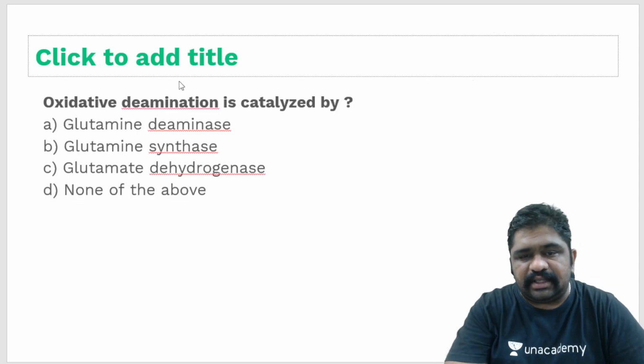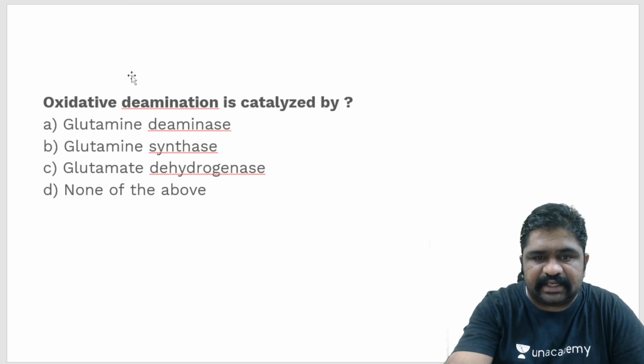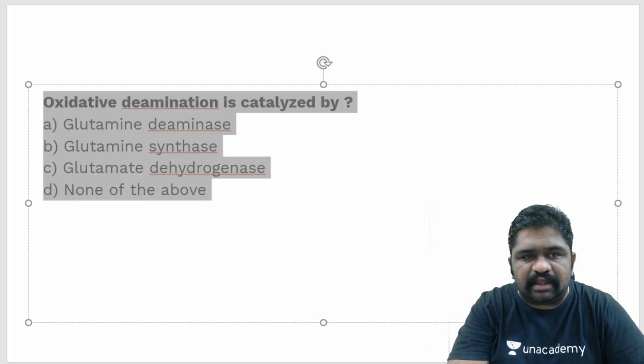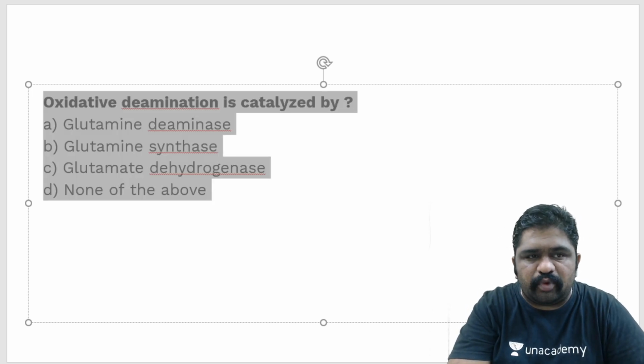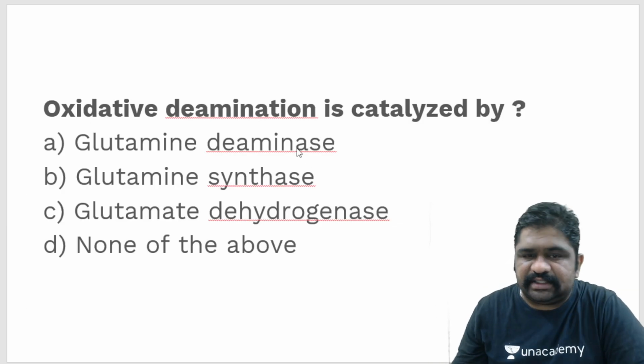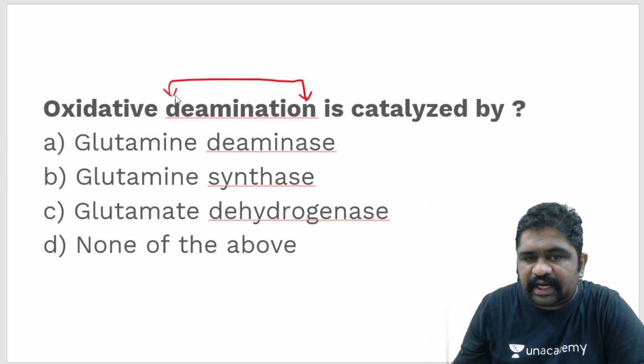Oxidative deamination is catalyzed by. Now, when people look at this question, they slightly think, okay, there is a very easy way of moving forward. They'll think it is possible to choose the option as glutamine deaminase. See, deaminase is an enzyme which can cause deamination, understandable. But there is a word called oxidative.